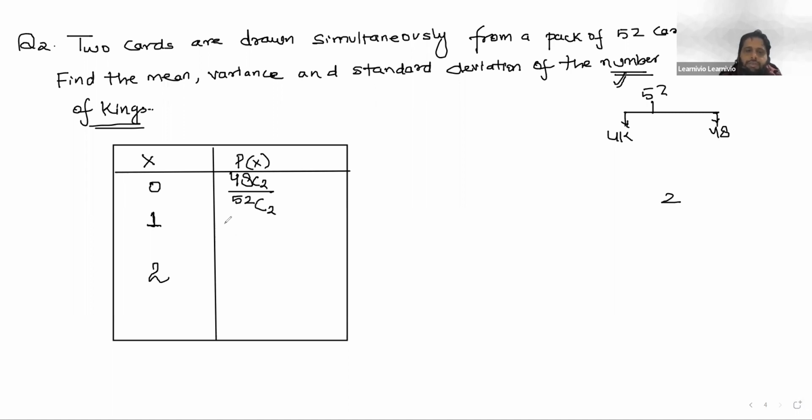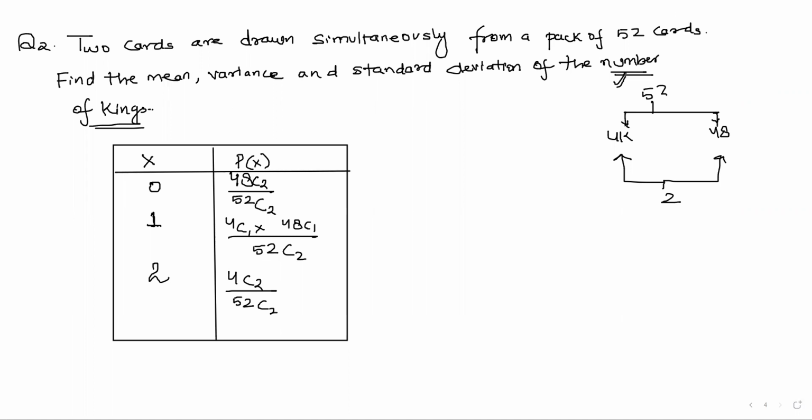Now for 1 king, we will draw one card from the kings and the other card from the other cards. So here you will get 4C1 into 48C1 by 52C2. Now for 2 kings, you will draw both from the kings, 4C2 by 52C2. Is it clear, Nabil? Yes, sir. Okay, now please do the calculation and share your answer.